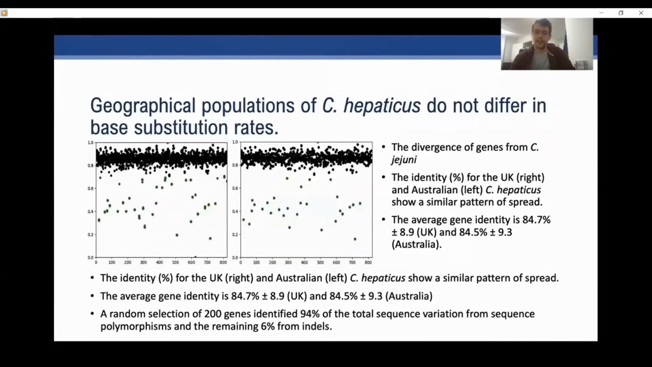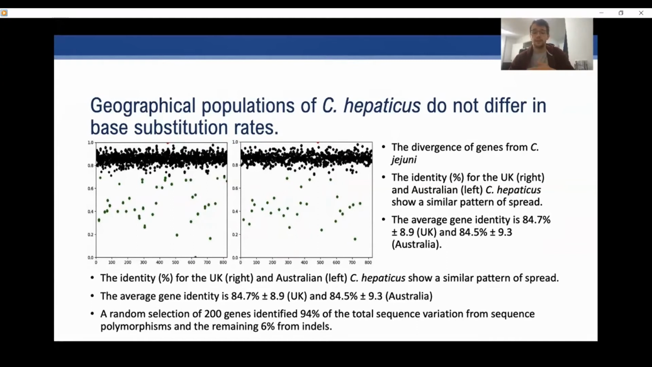So we wanted to investigate how the base substitution rate differs between C. hepaticus and CG29. So we broke it down to our Australian and UK isolates. The scatter graphs on the left show the percent identity between C. hepaticus and CG29, with the UK on the right and Australian on the left. So the distribution of the base substitution rate was very similar between the UK and Australia, with about 85% identity.